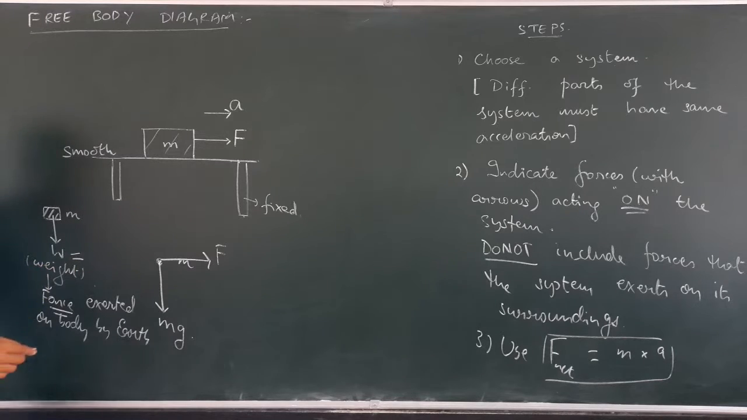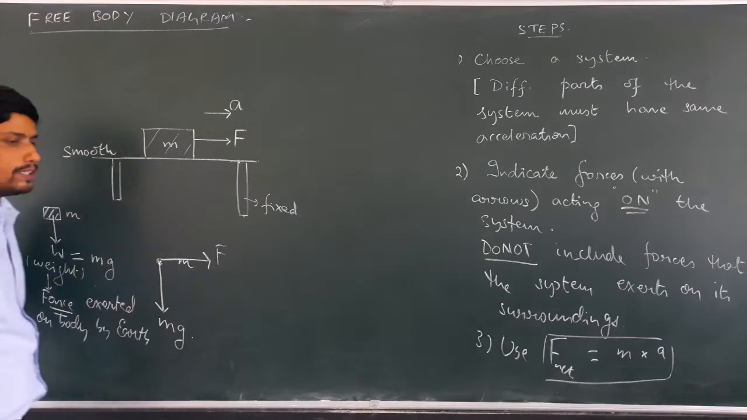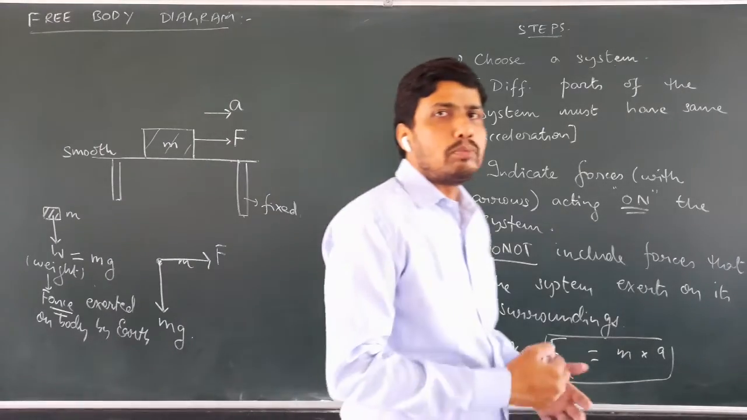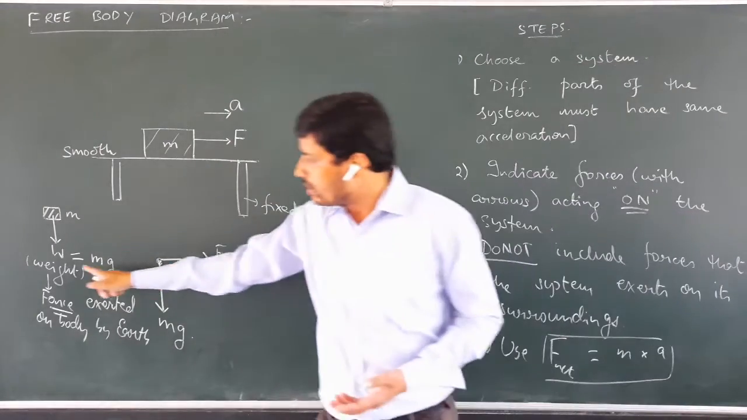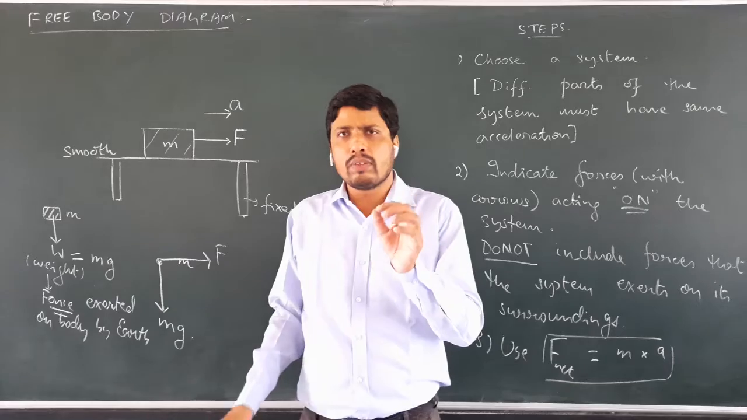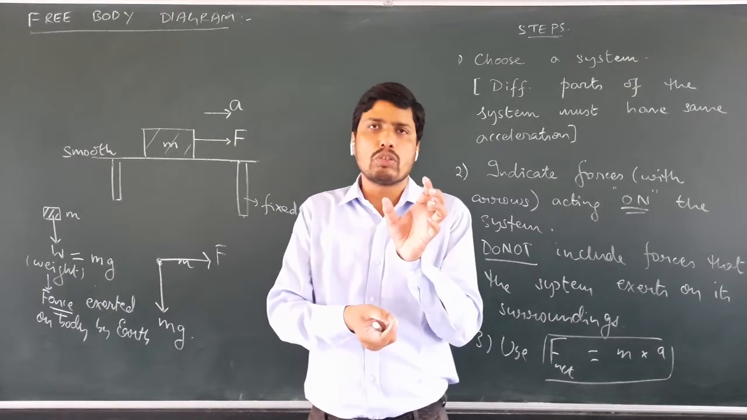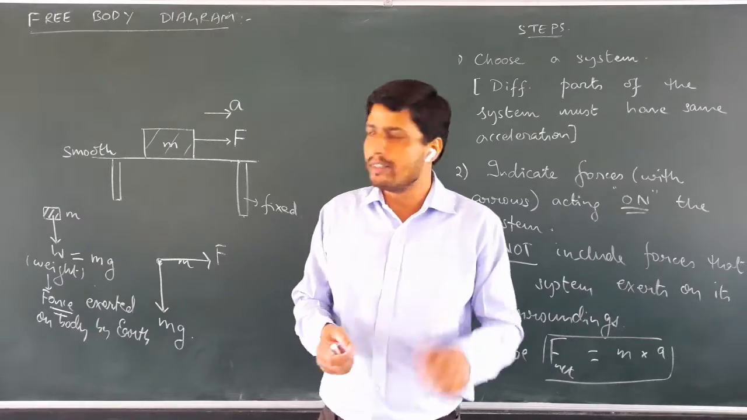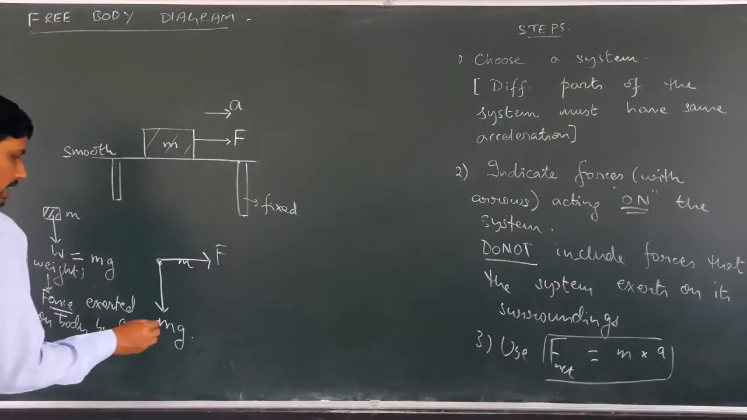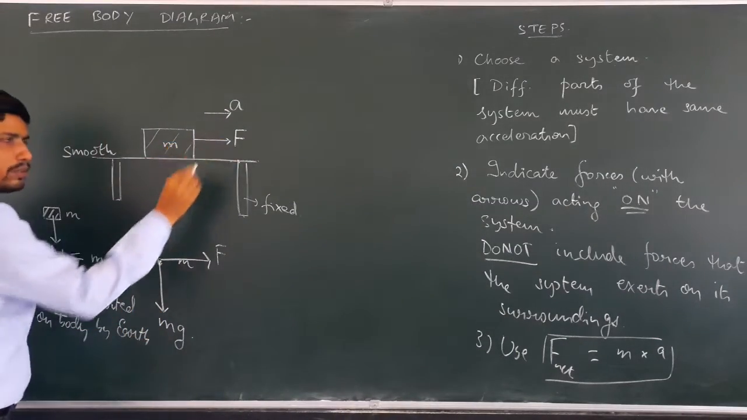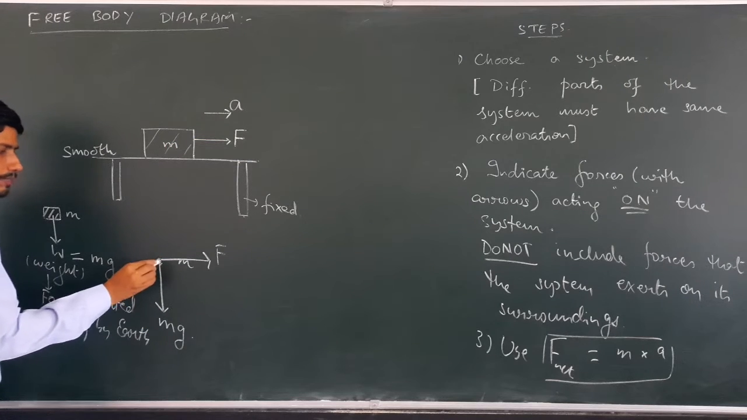Newton's second law says force is mass times acceleration. This acceleration is due to gravity, so we write m times g. So the weight of the body is that force, which we will write as mg. Whenever in your diagram you find some mass, put gravitational force equal to how much? m times g. So I have written here mg. So one force was F, the second force was mg.